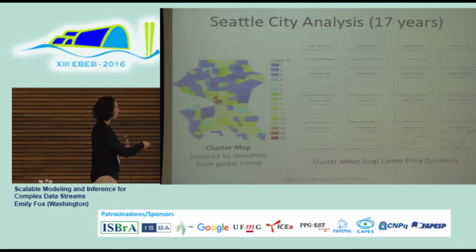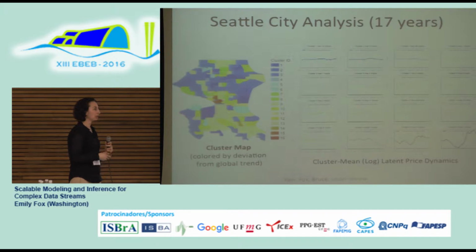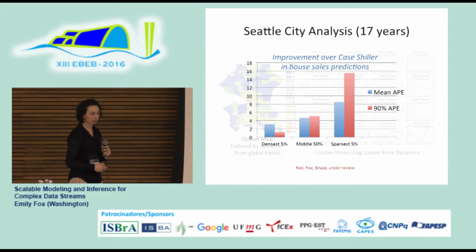So for example, here in this region, we see this red color. This is the downtown region in Seattle. And it makes a lot of sense that during this time period, this was the region that had the most volatility relative to the global trend. And there are lots of other intuitive structures that come out of this analysis.